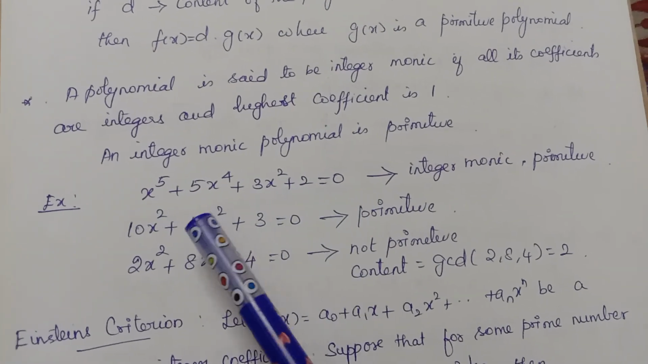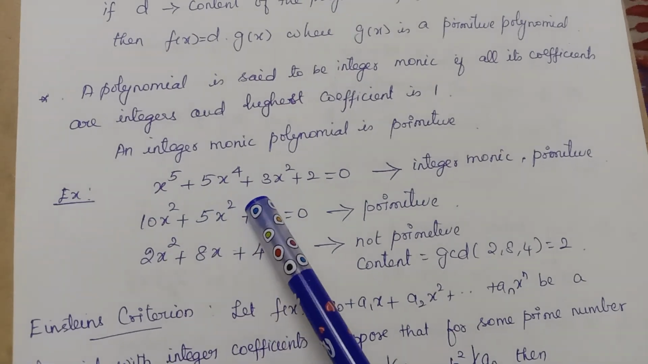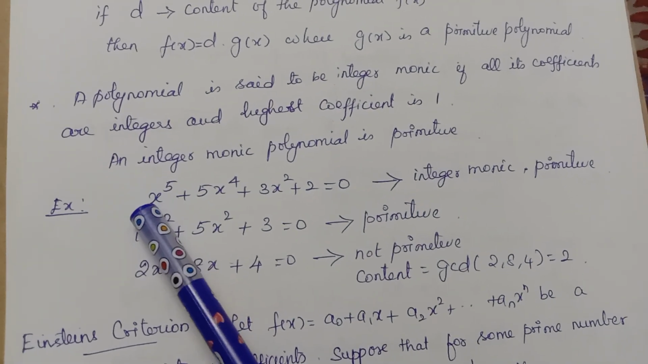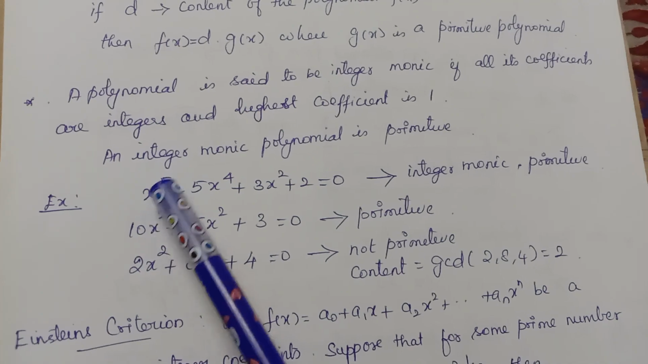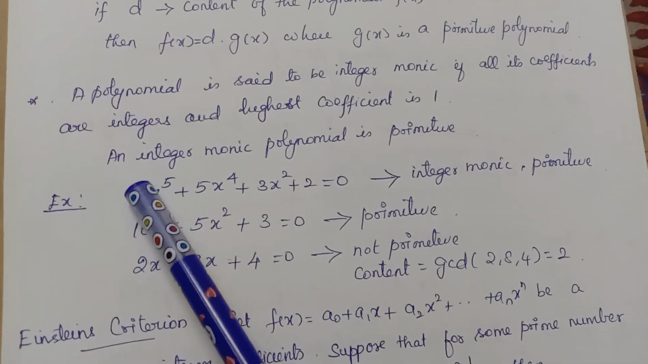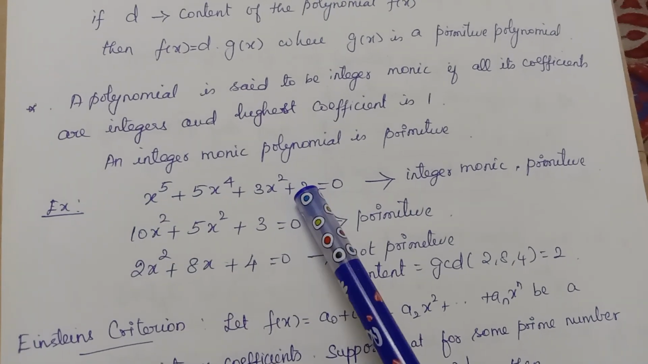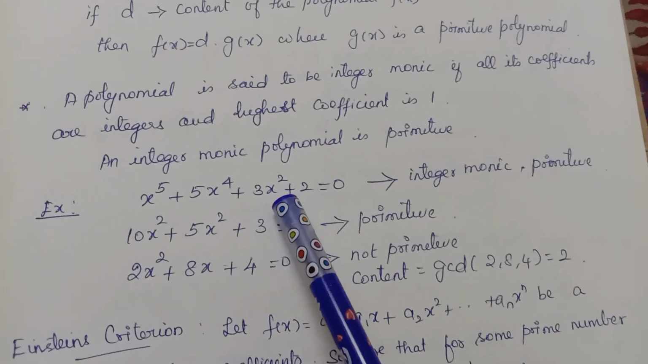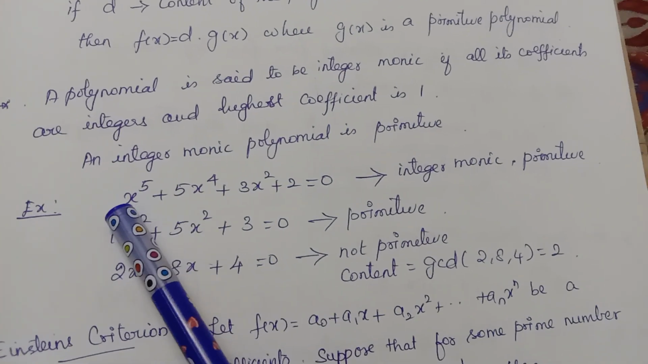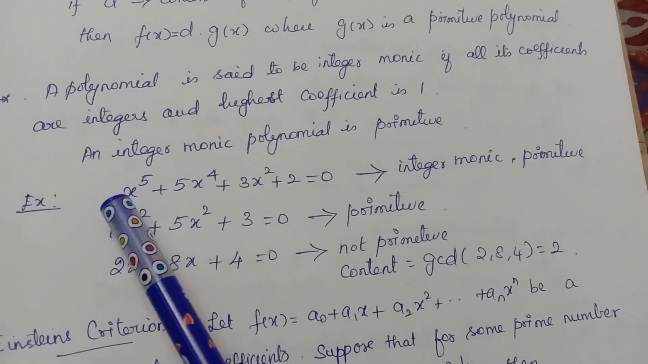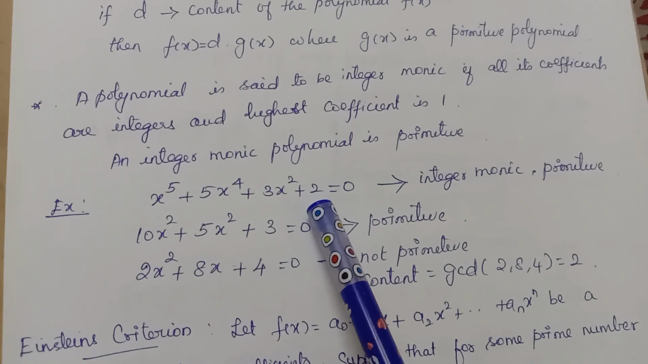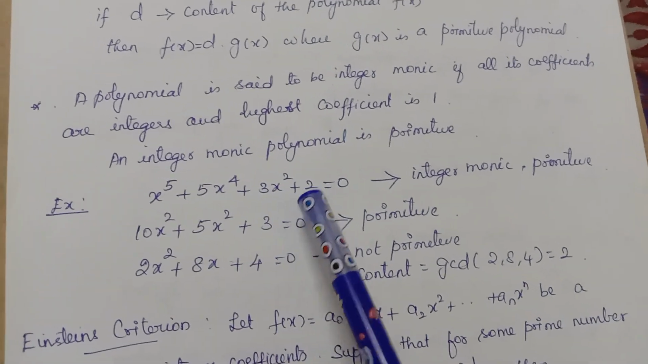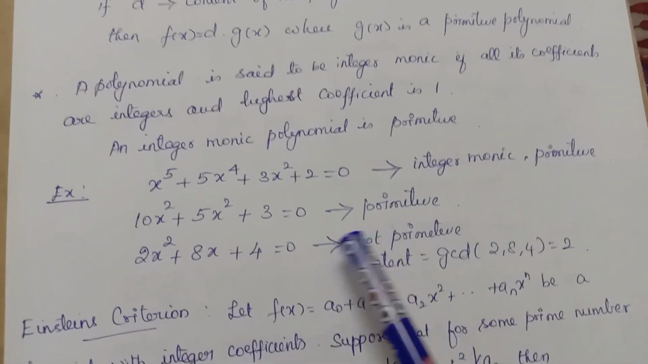Look at this polynomial, x power 5 plus 5 x power 4 plus 3 x square plus 2 equal to 0. Here the coefficient of the highest degree, x power 5, is 1. Therefore this is called an integer monic polynomial. And this is also primitive, because the coefficients are 1, 5, 3, 2, and the GCD of all these coefficients is equal to 1. So this is integer monic as well as primitive.